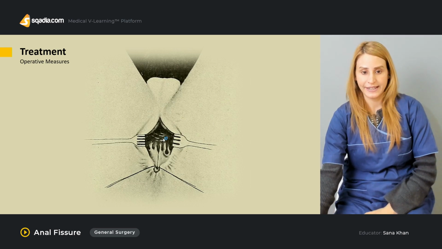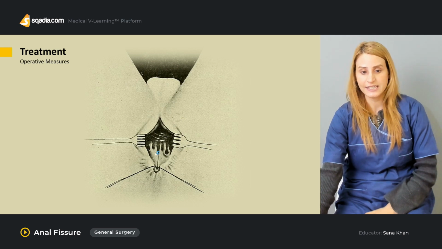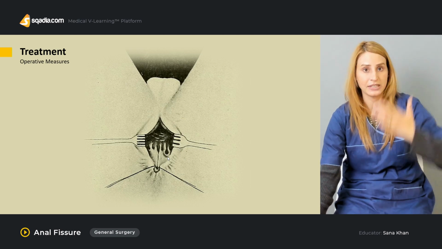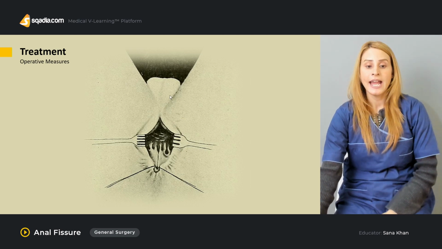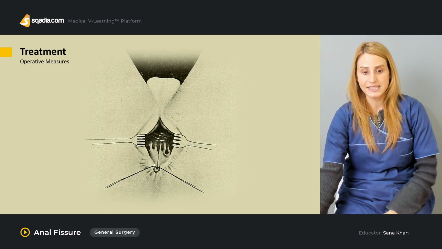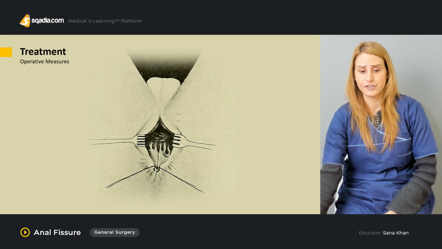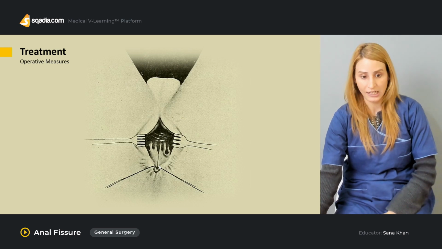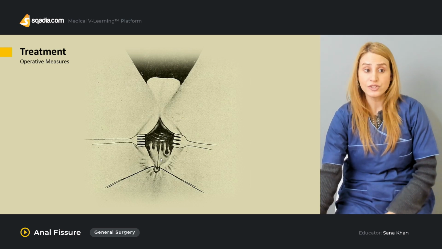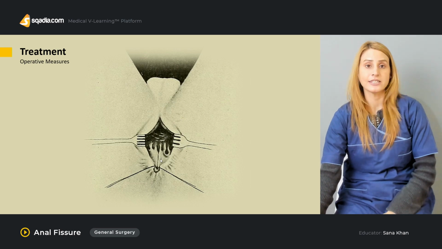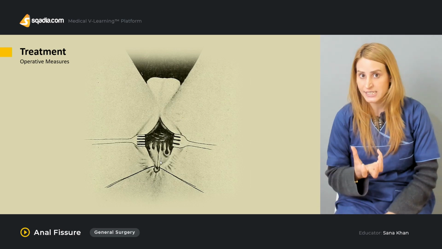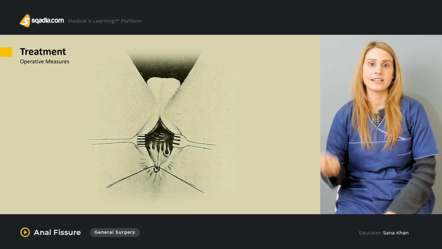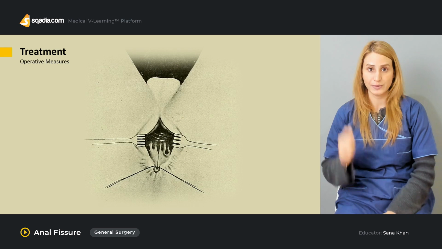So this is the anal verge, and you can see these are the anal columns, usually above the dentate line, and they meet in the midline at the dentate line. You can see that this is a fissure, present in the posterior midline. What you do in a sphincterotomy is divide the sphincter. Which sphincter needs to be divided is obviously the internal anal sphincter.